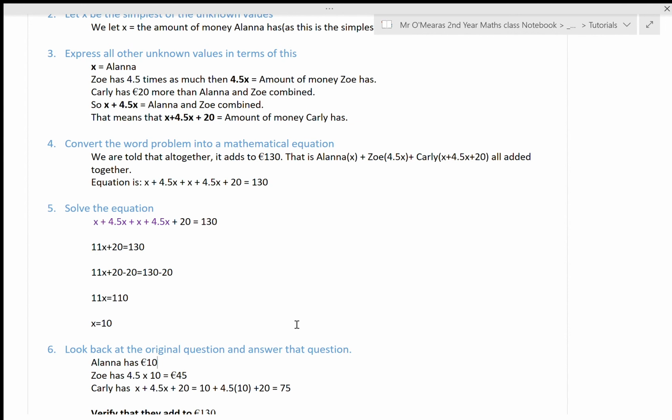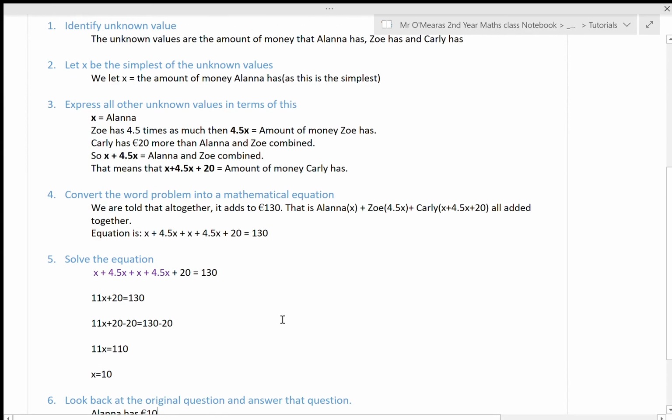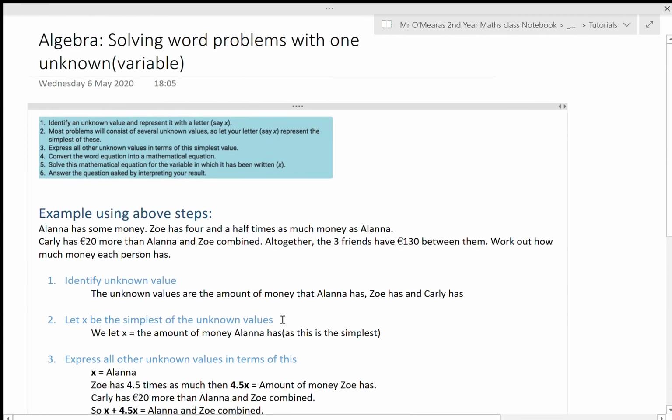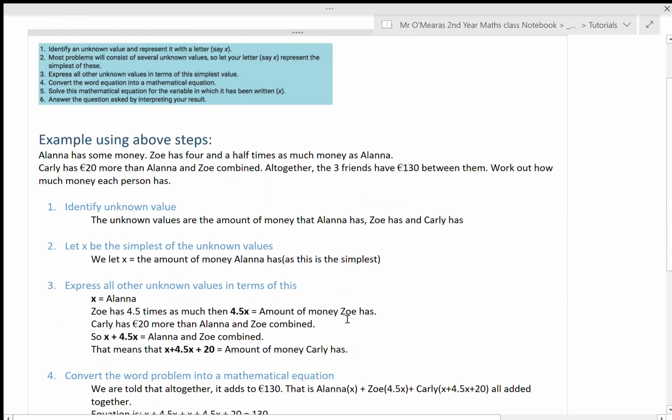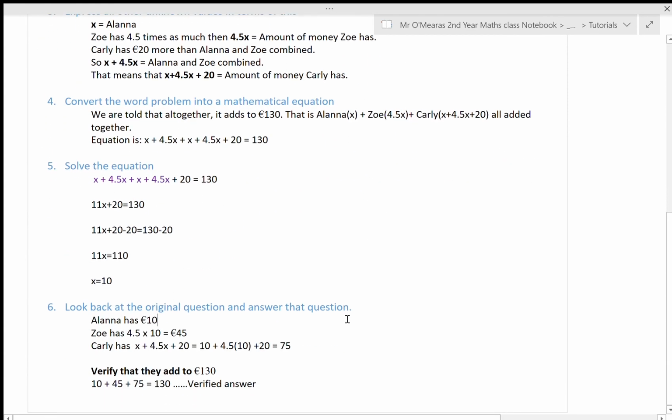So then we say, okay, we've solved the equation. What does it actually mean in reference to the original question? So you reread the question again. They're basically asking us, work out how much money each person has. So Alana must have €10 because she was equal to x. Zoe has 4.5 times that, which is 45. Carly has x plus 4.5x plus 20, and then you're just subbing in 10 for x into that one, and you end up with 75.